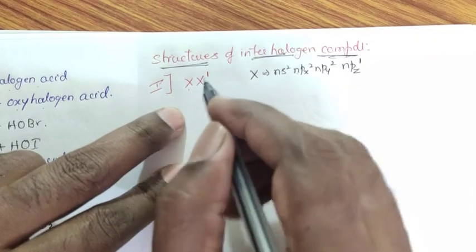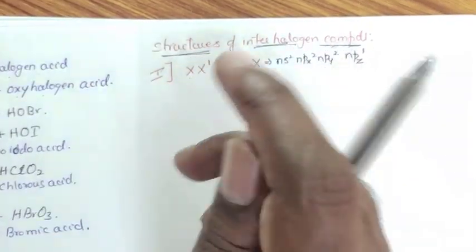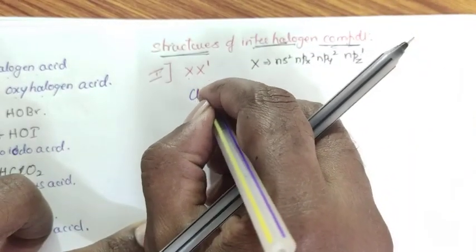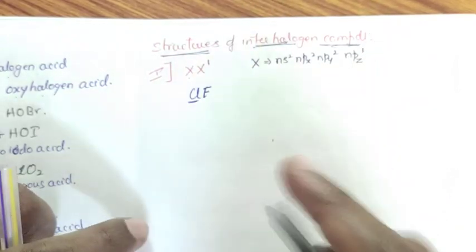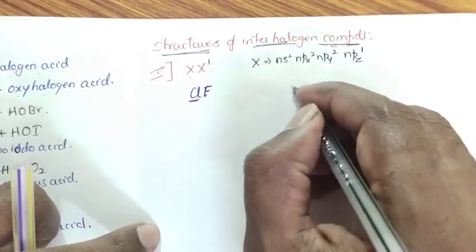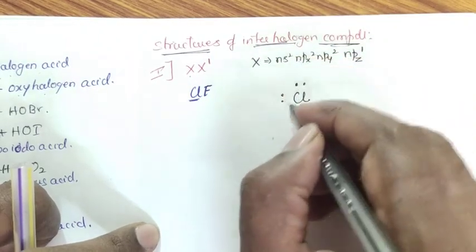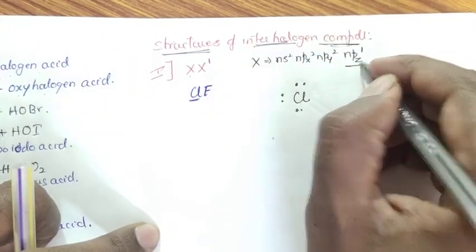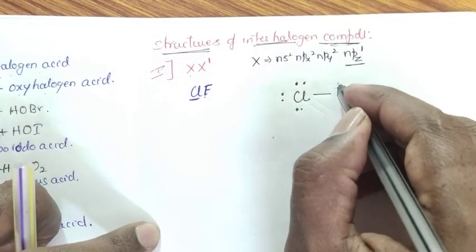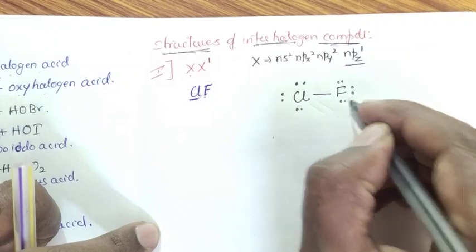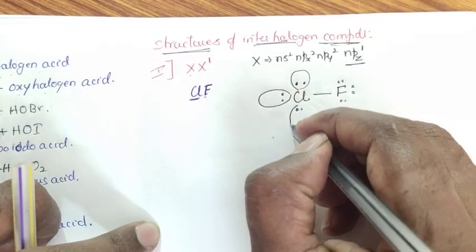In case of X and X dash type, for example, I will take an example like this: ClF, chlorine fluoride. Which is a central atom? The lower electronegative atom acts as a central atom, that is chlorine. How many electrons are there in chlorine? 1, 2, 3, 4. These are all lone pair electrons, and this is considered as bond pair electron, which gets bonded with the fluorine atom like this. So this is one lone pair, this is second lone pair, and this is third lone pair.